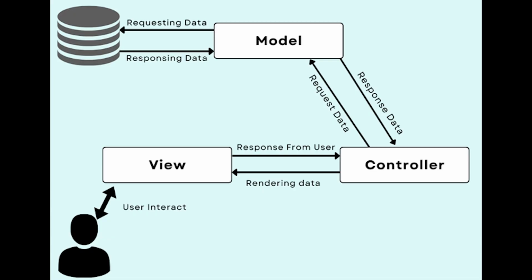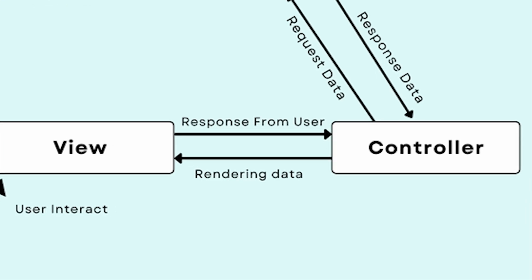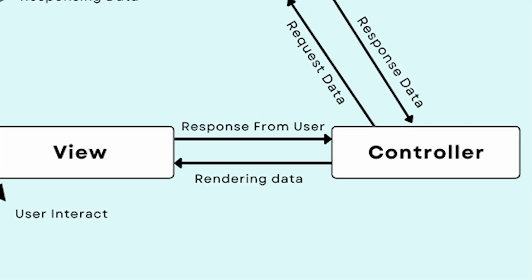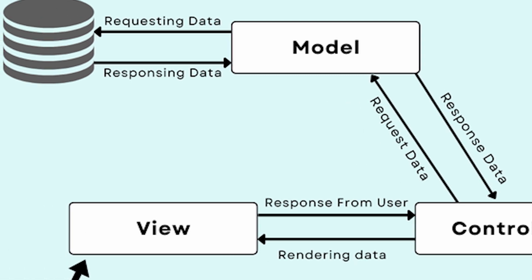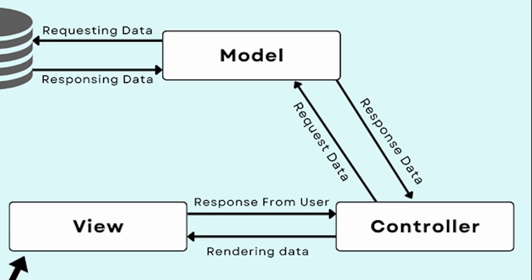Now let's talk about controller, the middleman. The controller handles user input. It receives a request, tells the model what data it needs, then sends that data to the view to show on a screen.